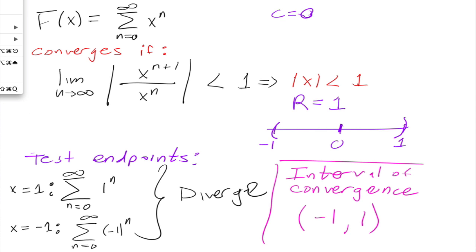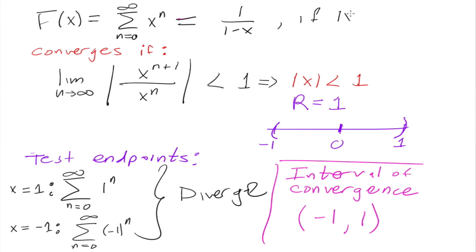Is there a way to graph, like plug it into the calculator? Not really for series. Wolfram Alpha can do some of it, sometimes, a little bit. We will see some of these you can write explicitly. This particular one, we actually know what it is equal to. What is that series equal to? 1 over 1 minus x, right? If the absolute value of x is less than 1.